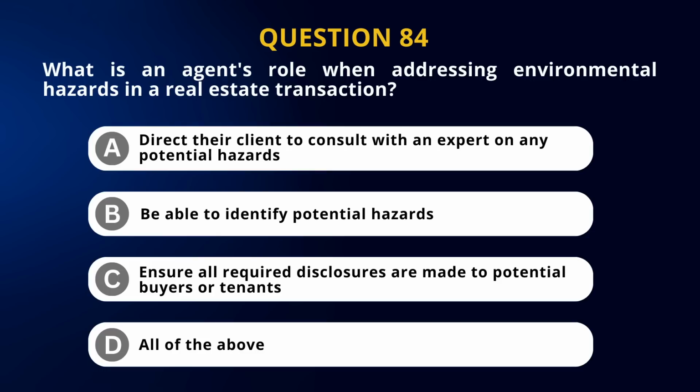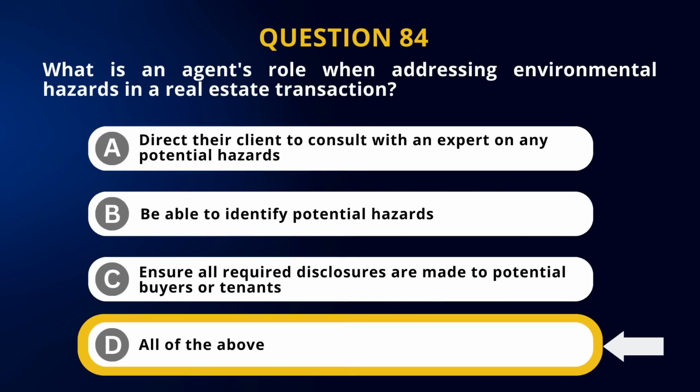Letter B, be able to identify potential hazards. Letter C, ensure all required disclosures are made to potential buyers or tenants. Letter D, all of the above. And the answer? Letter D, all of the above. So in the world of agency, when it comes to environmental hazards, all of these are essential.